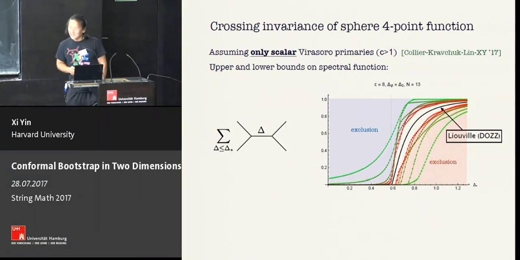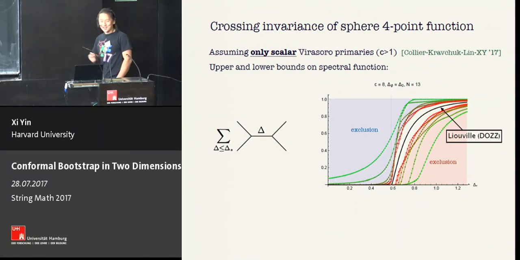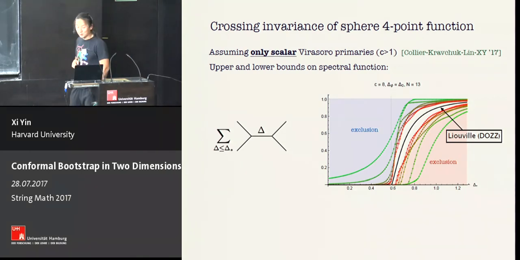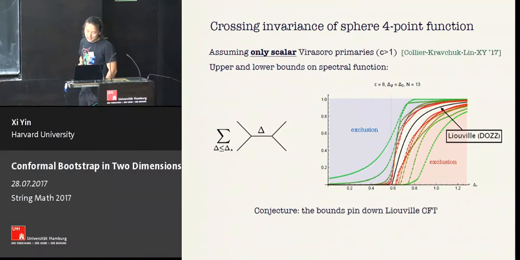So now the Liouville theory happens to be the only known example of a conformal field theory with that property of only scalar Virasoro primaries. But what this suggests is that, in fact, we conjecture that it's the only unitary conformal field theory with C greater than 1 that obeys crossing and only has scalar Virasoro primaries. So we can discuss numerical convergence, but let me just first say a few things about the Liouville theory.